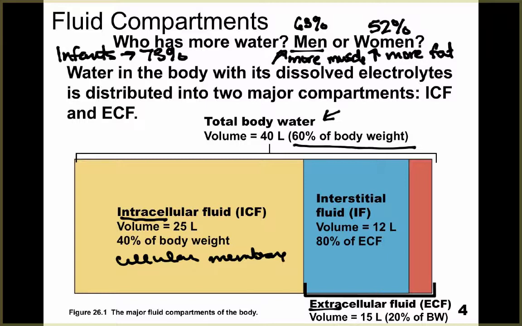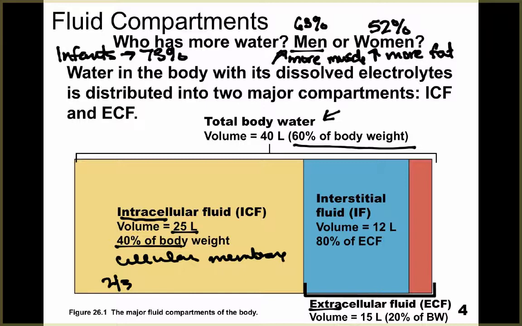Intracellular fluid is all the water and electrolytes contained within a cell or cellular membrane. Most of the water in the body is in this intracellular fluid. About 2/3 of the total body water, or 25 liters, is here. That's 40% of the body weight.